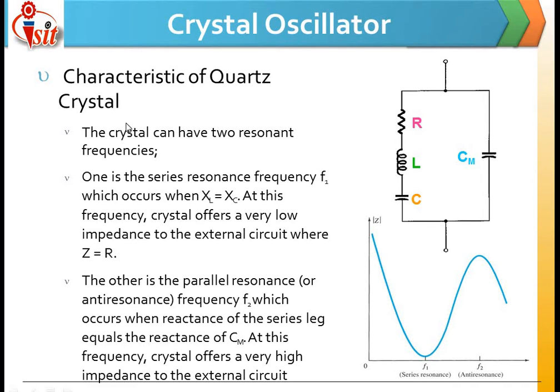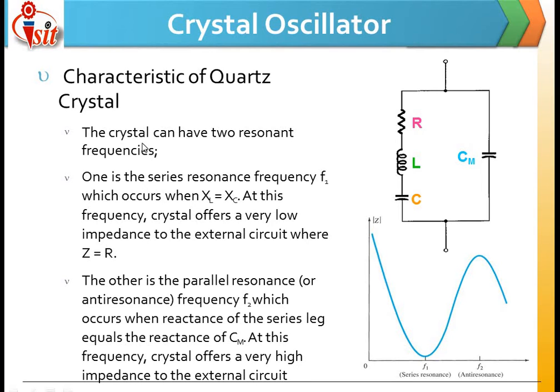Characteristics of the quartz crystal oscillator, just see over here. This is the R, L and C. That means the crystal oscillator is the combination of resistor, inductance and capacitance along with the parallel combination of one capacitance. And this is the series resonance response and anti-resonance response related to the crystal oscillator. Then characteristics of the quartz crystal. Quartz crystal means what? Silicon dioxide crystal. What are the characteristics of the quartz crystal oscillator related to generation of the piezoelectric effect?